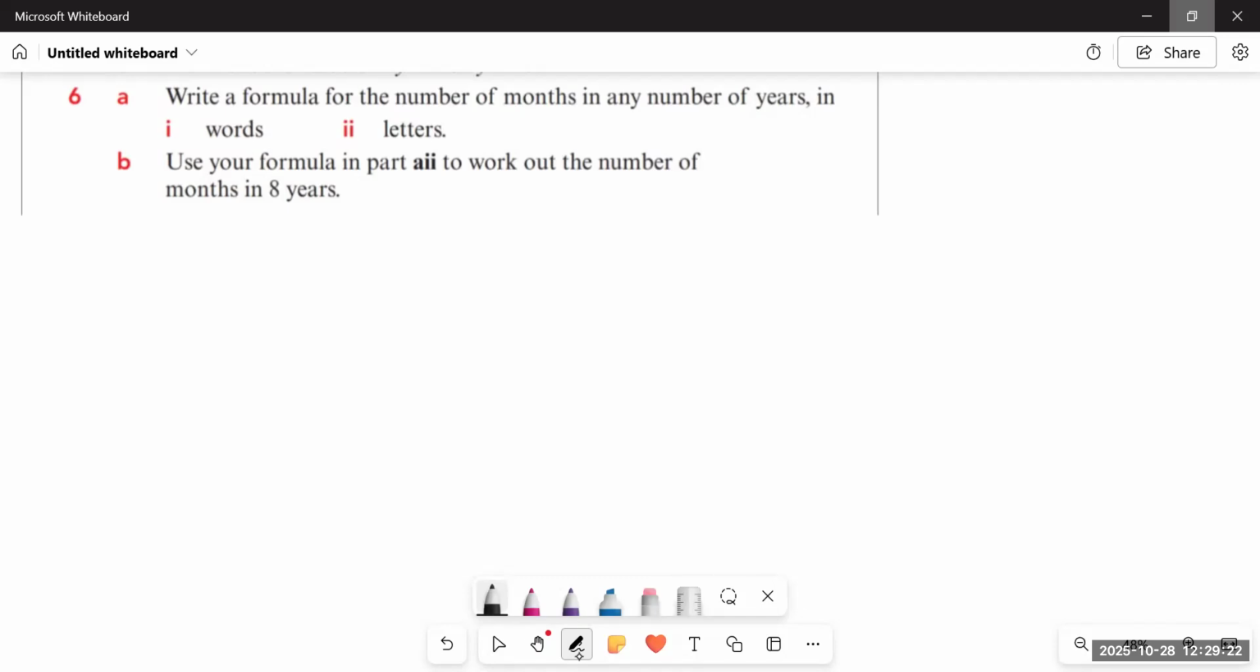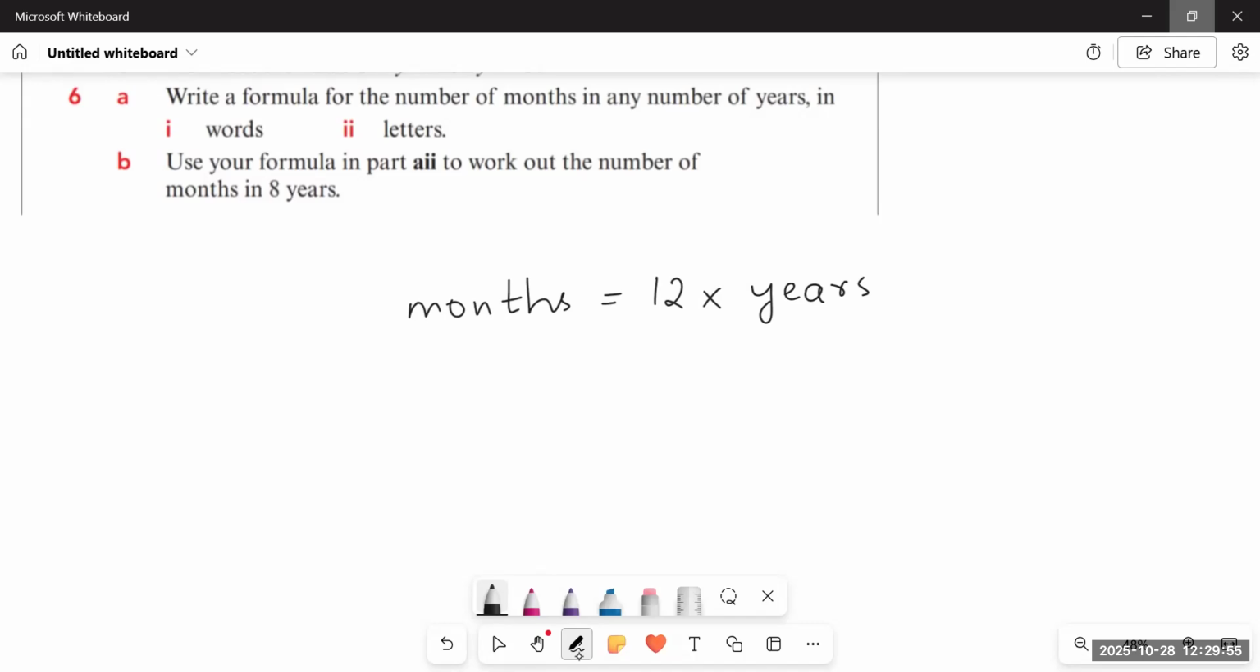We know that months is equal to 12 multiplied by years, isn't it? We simply have to multiply the number of years by 12 to get the number of months. Like in 1 year, there are 1 multiplied by 12, 12 months. In 2 years, there will be 12 multiplied by 2, 24 months. Similarly, if I have 3 years, 12 multiplied by 3, 36 months. In 10 years, 12 multiplied by 10 is equal to 120 months.